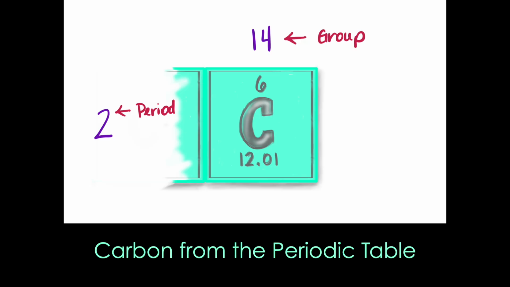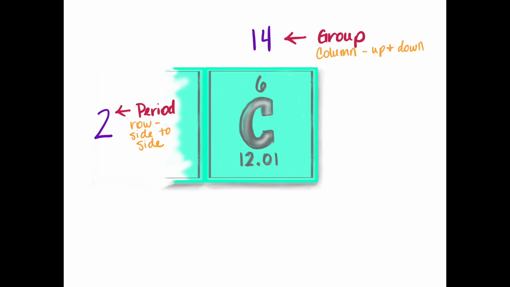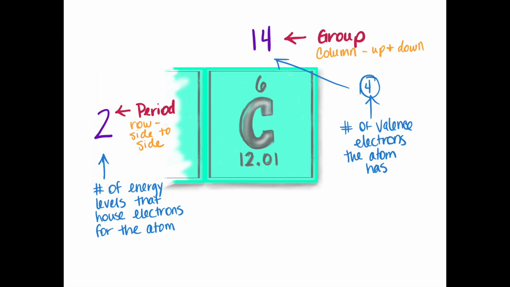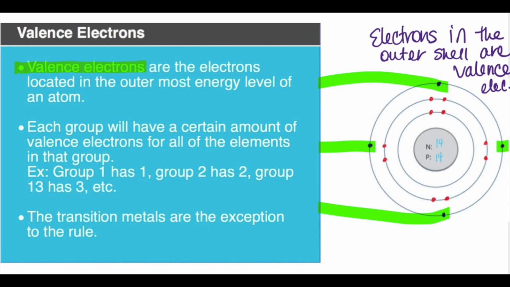Taking carbon off of the periodic table, looking in the box, it's in period 2, so that's the row side to side. That tells you the number of energy levels that carbon is going to hold electrons in. So it's going to have 2 shells with electrons on them. It's in group 14. Groups are up and down, they're columns. That's what tells you the number of valence electrons the atom has. Valence electrons are the electrons located in the outermost energy level of an atom. So it's the outer shell.